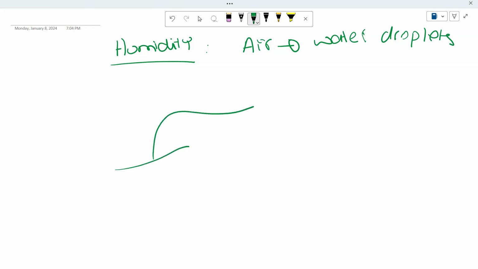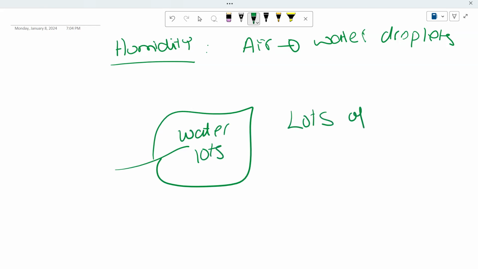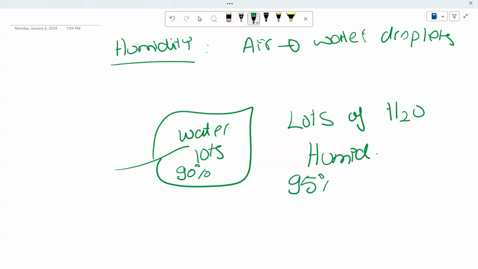Now, when you have lots of water inside the leaf, and you also have lots of water in the air because it is very humid, will this encourage transpiration or not? No. Why? Because the concentration difference is very low. In other words, if I have 90% of water inside the leaf and 90% of water outside the leaf, the difference between them is only 5%.